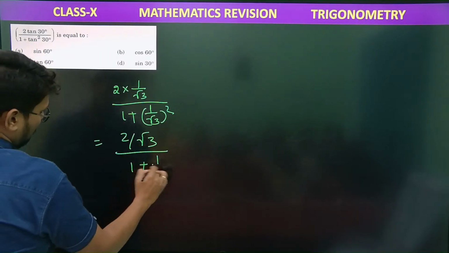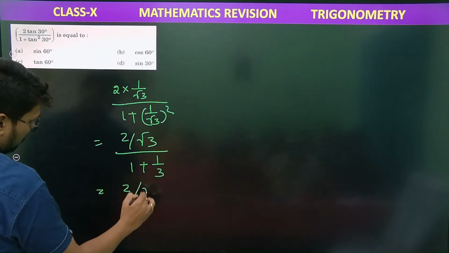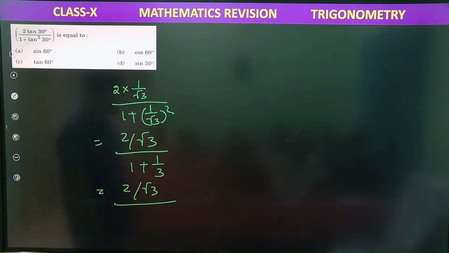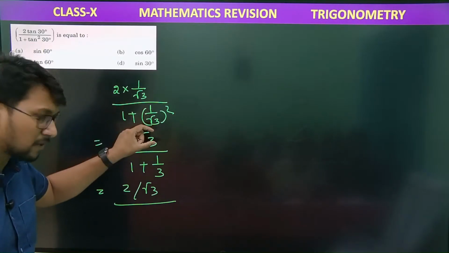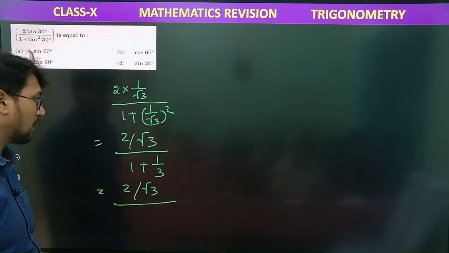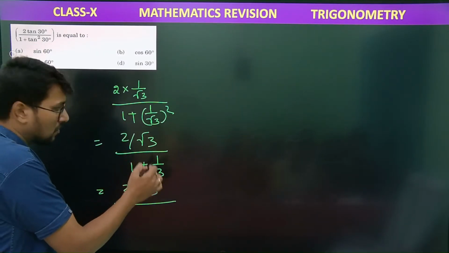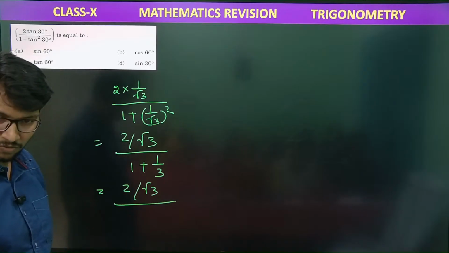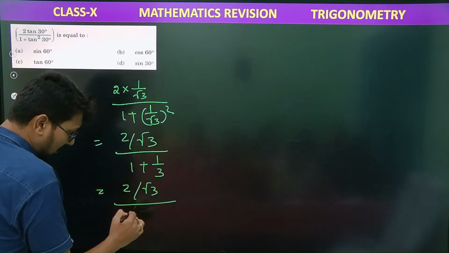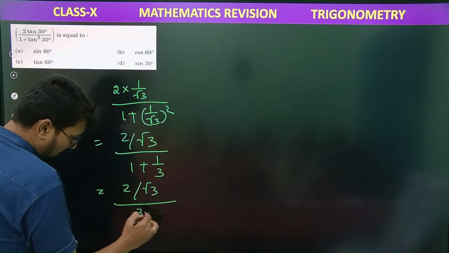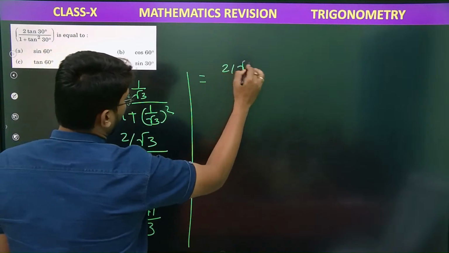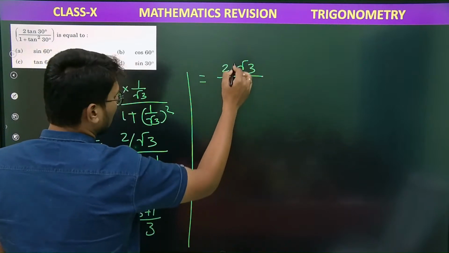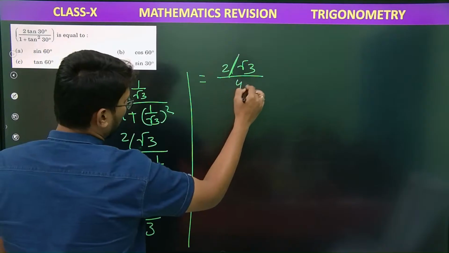Yes, 1 plus 1 by 3. How much? 2 by root 3 whole divided by how much? Are you getting it now? 2 into 1 by root 3, divided by 1 plus 1 by root 3 whole square. So 2 by root 3 whole divided by 1 plus 1 by 3. I think you are in doubt. The LCM is 3, so 3 plus 1 by 3, which equals 4 by 3.